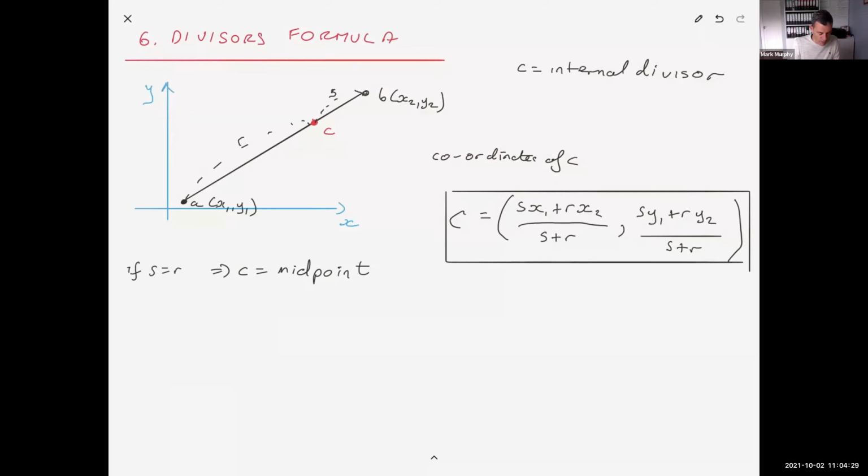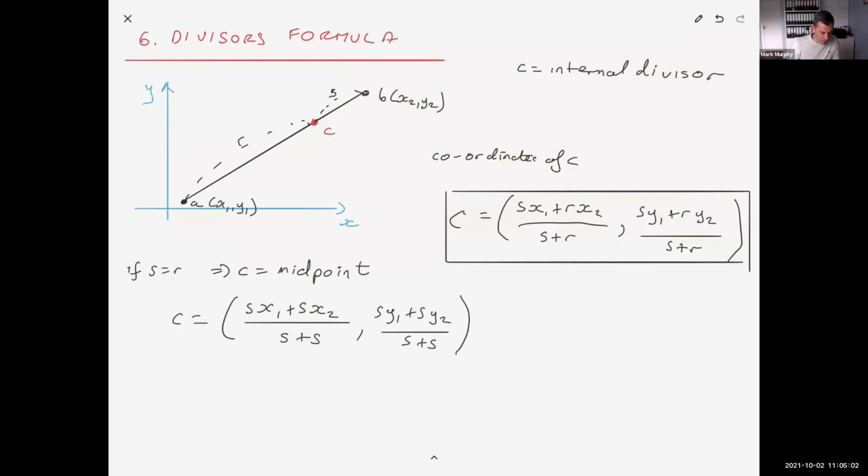So if S is equal to R, we see what happens. Let's fill it in. Instead of writing R out, I write S out. So then C is equal to S x1 plus S x2, all over S plus S. And then you have S y1 plus S y2, all over S plus S.